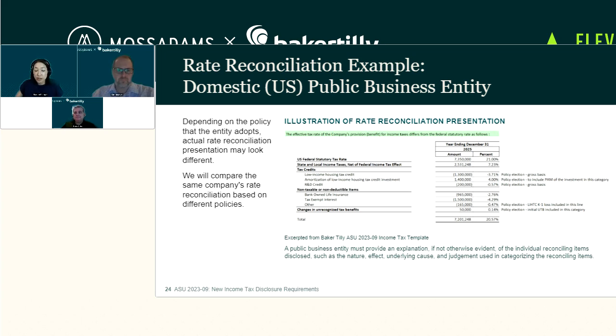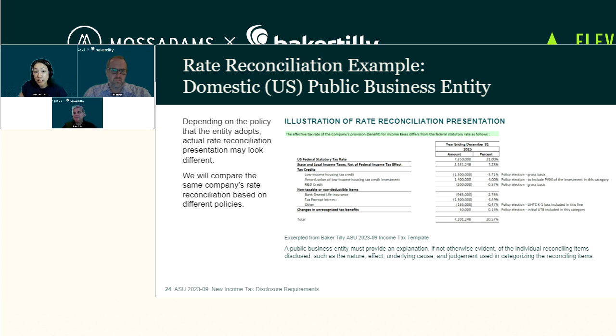And then amortization. Under the proportional amortization method, the entity would amortize the investment, and then the amortization expense directly hits the tax expense. So that's what you're seeing here. And in this presentation, you can't quite see whether this is actually generating a tax benefit or not. But again, this was grouped this way in this example.